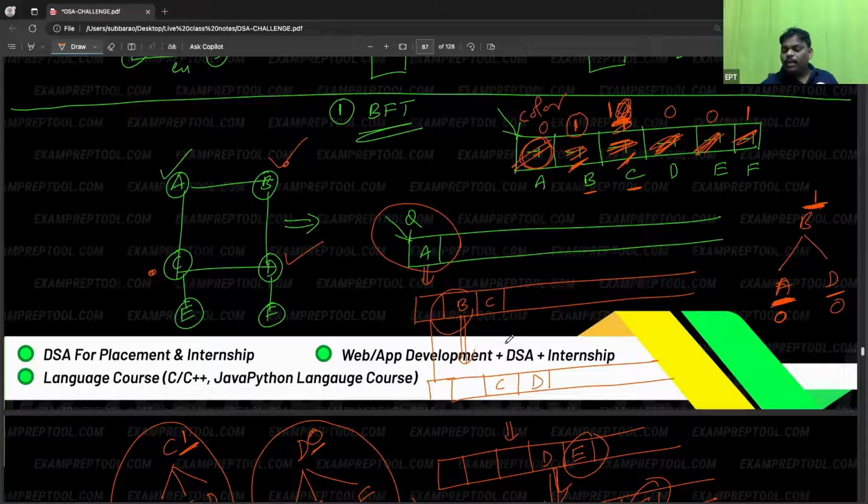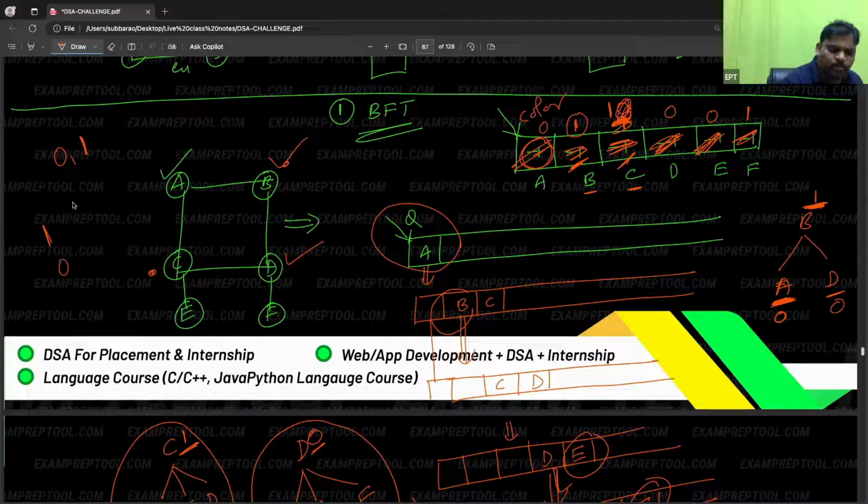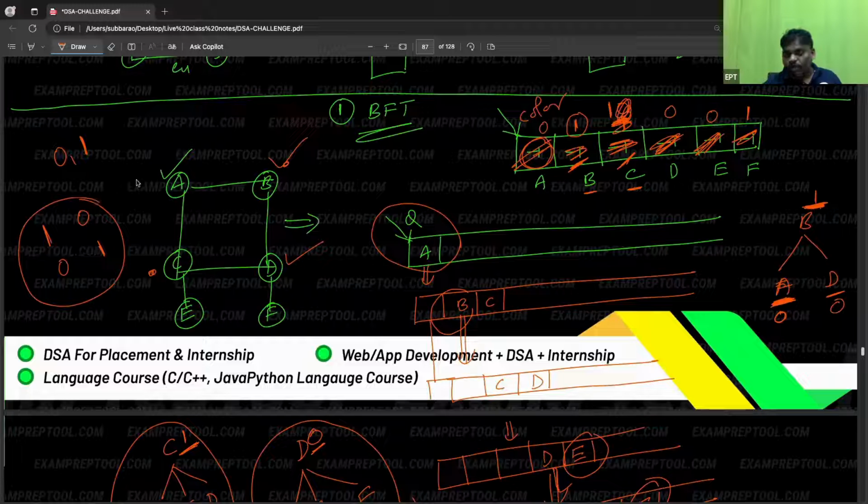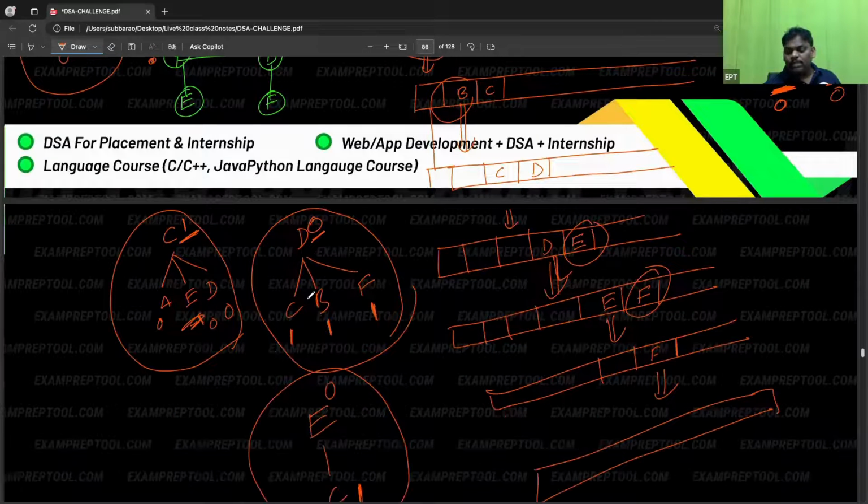Remember, if the parent has some color X, the children should have a color other than X. Here I am taking only 2 colors, 0 or 1. If the parent has color 1, the children should be 0. If the parent has color 0, the children should be 1. If it is -1 at the start, you can keep whatever you want. If not -1, check whether it is the opposite color or not. Continue like this. Anywhere, if parent and children are both similar, stop and say it is not bipartite.